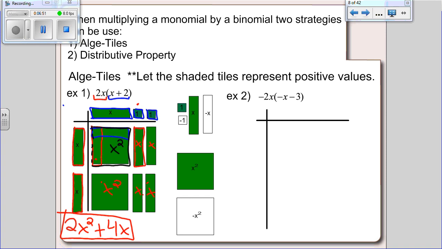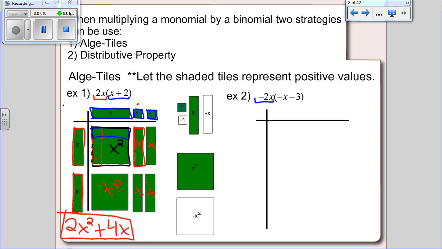Example 2. So we're going to try to set this thing up using algebra tiles. Again, we have a monomial times a binomial. So my monomial is negative 2x. I know it's multiplication because it's brackets, and there's nothing in between my term and my brackets. So that means multiply.